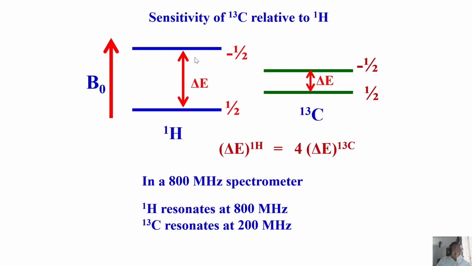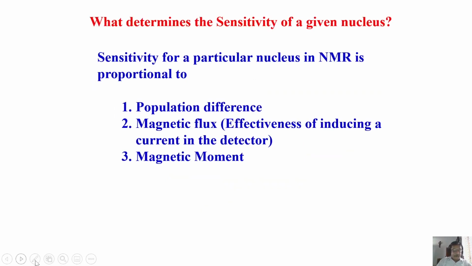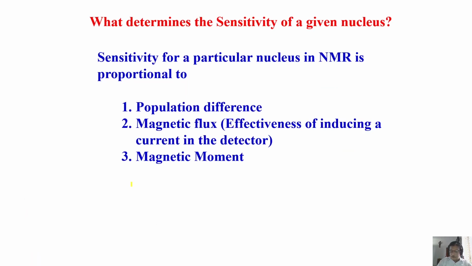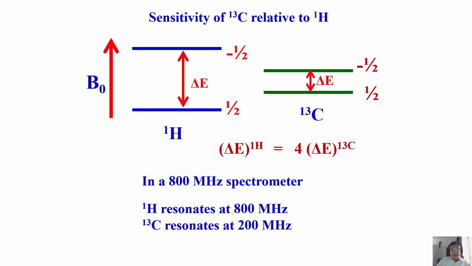Okay, so in an 800 megahertz spectrometer, if I say proton comes at 800, where does carbon come? If proton comes at 800 megahertz, carbon comes at 200 megahertz. You understand this one very clearly.